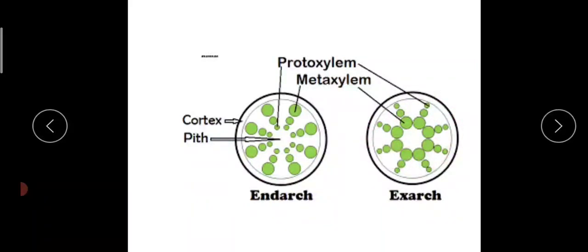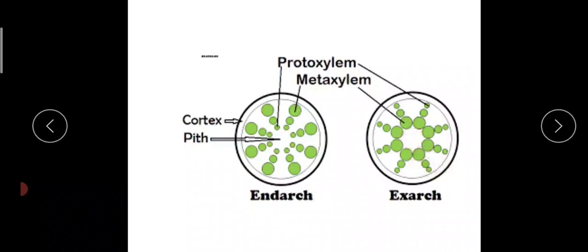So here, growth is centripetal. First formed xylem, protoxylem, is found here and it grows in this direction, that is towards the center. The growth is happening in a centripetal manner. So exarch condition means the growth of xylem is centripetal, or in other words you can say protoxylem is arranged towards the periphery and metaxylem towards the center. That type of arrangement is called exarch arrangement.